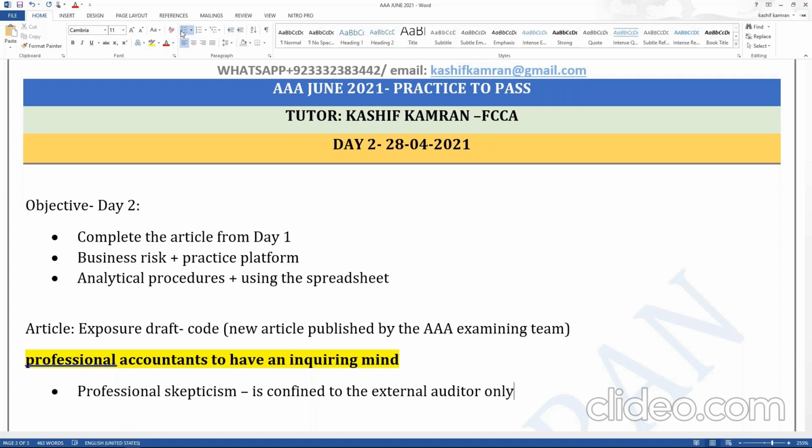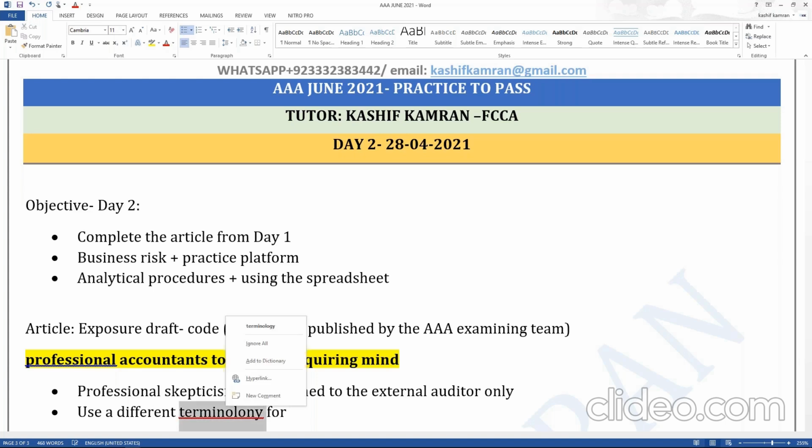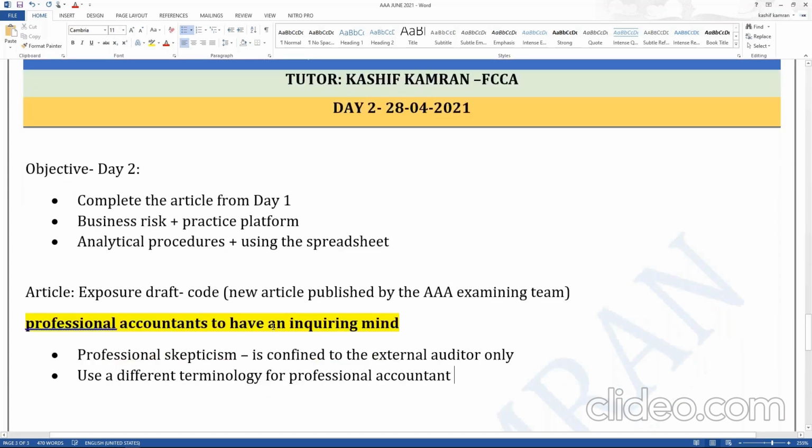So the code of conduct thought that it is important that they use a different terminology for professional accountants. And which terminology have they used instead of professional skepticism? They use a different terminology for professional accountants, and that is known as inquiring mind. So they introduced a new jargon, inquiring mind, which is the literal meaning of the word professional skepticism, right? Is everyone clear on this? So will you use the word professional skepticism for a professional accountant, or will you use the word inquiring mind for a professional accountant?